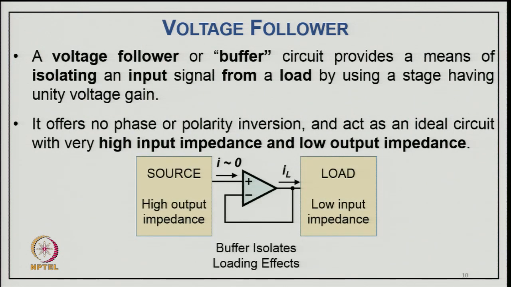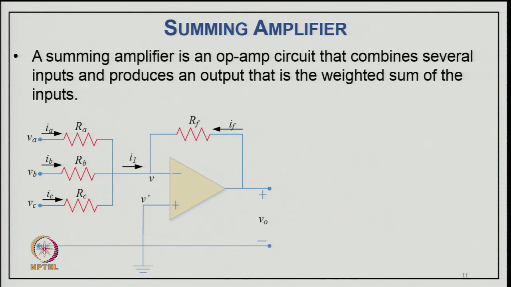So here you have a buffer that isolates the loading effect. You do not take any current from the source, almost 0, because it offers almost infinite impedance. So no current is drawn from the source, and on the load side you do not have any impedance at the output, so there is no voltage drop and you get the signal as it is, but it provides isolation between input and output as a voltage.